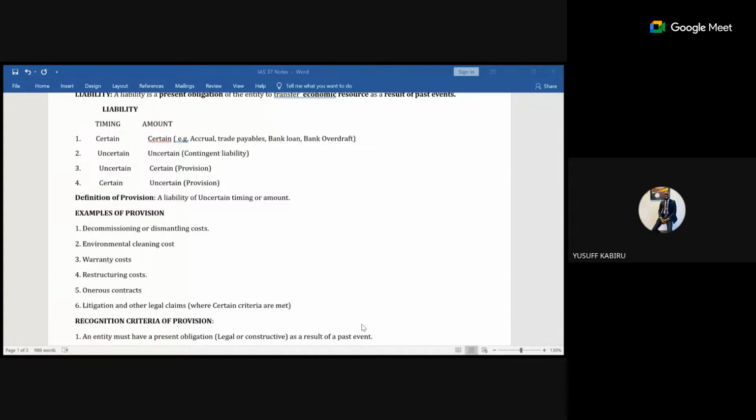Then the fifth one is onerous contracts. An onerous contract is a loss-making contract. It's a contract where the benefits, the money you will receive from that contract, are lower than the costs. The cost you are going to incur in a contract is 100 million. Then the revenue is 90 million. Can you see that it is a loss? So an onerous contract is a loss-making contract.